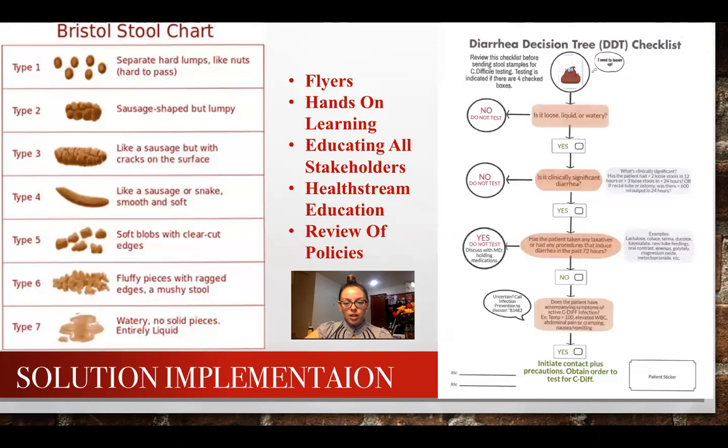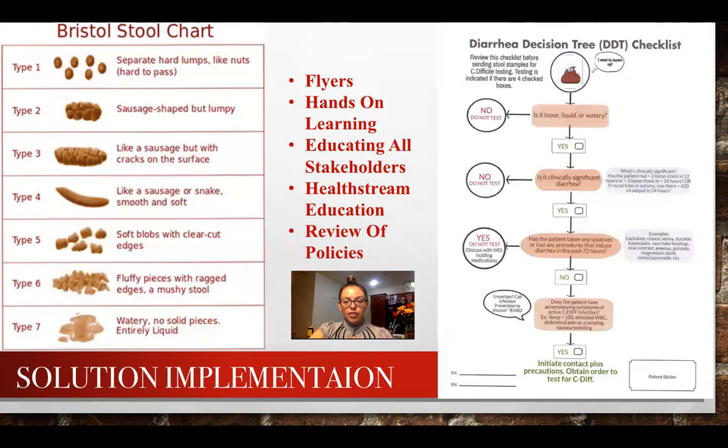So now this is what we have to do. We're going to review the checklist before sending stool samples for C. diff testing. Testing is indicated if there are 4 checked boxes. So the first box, is it loose, liquid, or watery? If it is, then you go down to the next one. If it's not, then you don't send the stool.